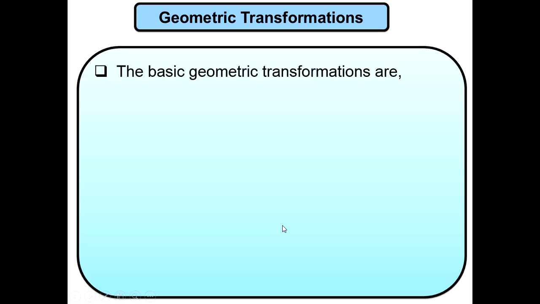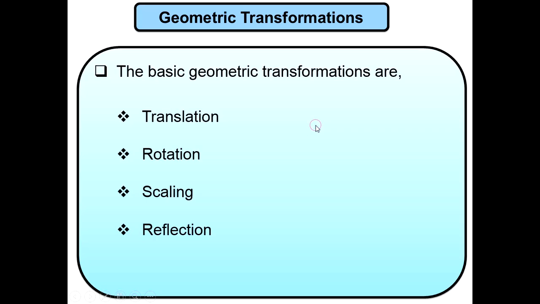Then we have the basic geometric transformations. We will see some basic geometric transformations one by one. First is translation, then second we have rotation, then we have the scaling transformation, then the reflection, which is also called the mirror, and then finally we have the shear. So these are the basic geometric transformations, and one by one we will see these transformations.